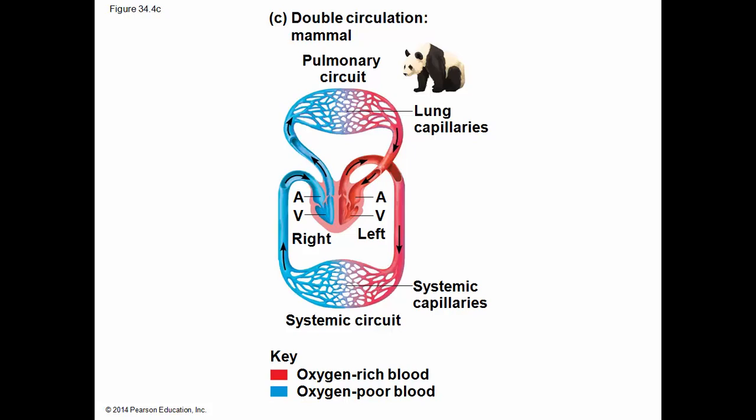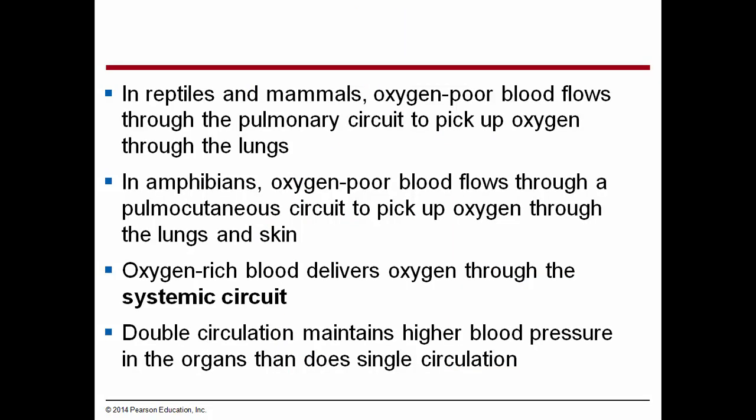Okay, so double circulation in mammals. We're going to go into this in greater detail later in the chapter. In reptiles and mammals, oxygen-poor blood flows through the pulmonary circuit to pick up oxygen through the lungs. In amphibians, oxygen-poor blood flows through a pulmocutaneous circuit. So that means it goes through the lungs as well as through the skin to pick up oxygen. Oxygen-rich blood delivers oxygen through the systemic circuit. Double circulation maintains higher blood pressure in the organs than does single circulation.